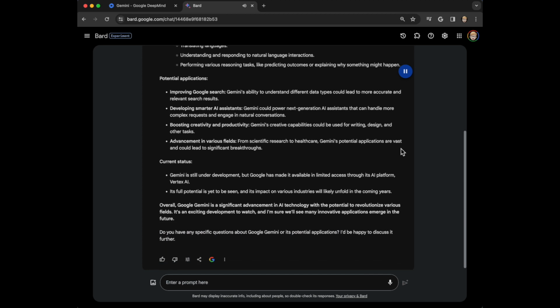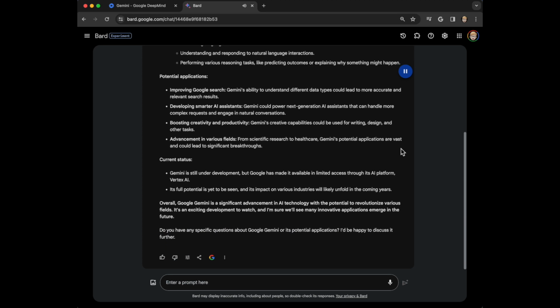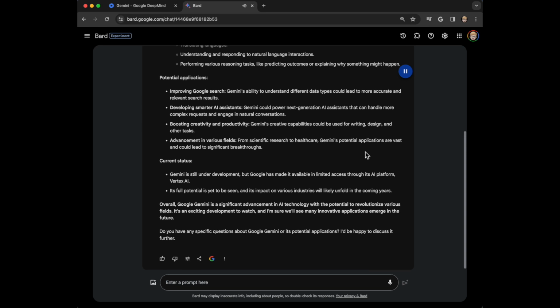Current status. Gemini is still under development, but Google has made it available in limited access through its AI platform, Vertex AI. Its full potential is yet to be seen, and its impact on various industries will likely unfold in the coming years. Overall, Google Gemini is a significant advancement in AI technology with the potential to revolutionize various fields. It's an exciting development to watch, and I'm sure we'll see many innovative applications emerge in the future. Do you have any specific questions about Google Gemini or its potential applications? I'd be happy to discuss it further.